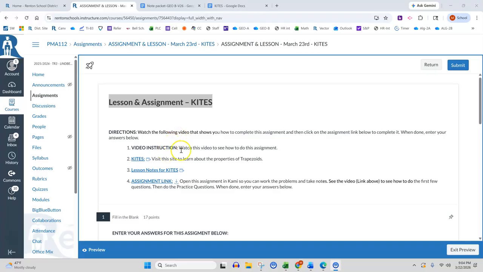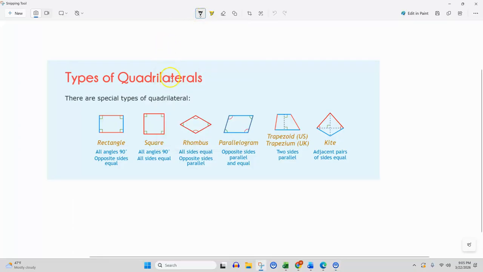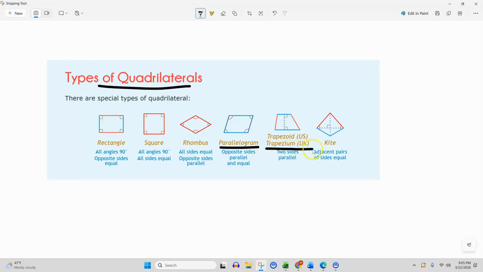So let's go ahead and think a little bit about what we've learned so far. This is the fourth day, and so let's see what we've learned. So far we've learned about the following quadrilaterals. We spent time learning about a parallelogram for a few days, and a trapezoid after that, and now we're going to learn about a kite today. And there's a few things about it that you need to know.